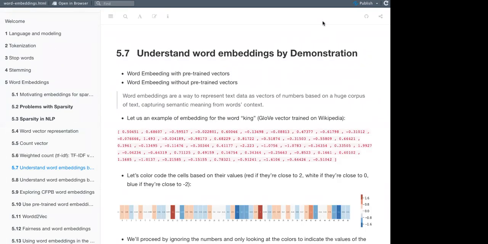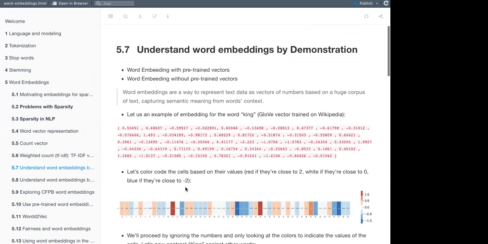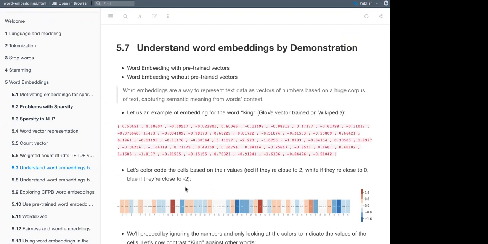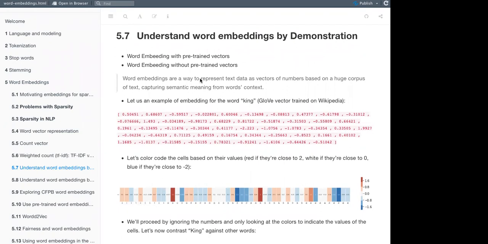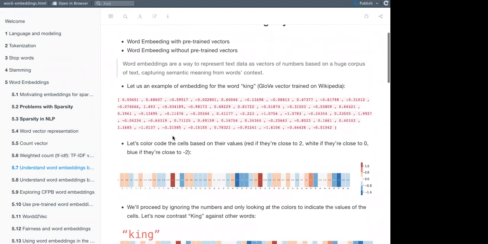So this is actually a summary I read from one of the blog posts that is good for understanding word embedding. Word embedding can be created in two ways. Number one is pre-trained vectors, and the other is without pre-trained vectors, meaning you can create your own word embeddings and use them for your modeling. If you have specific needs, you can create your own word embedding for your own domain. So let's look at this word embedding.